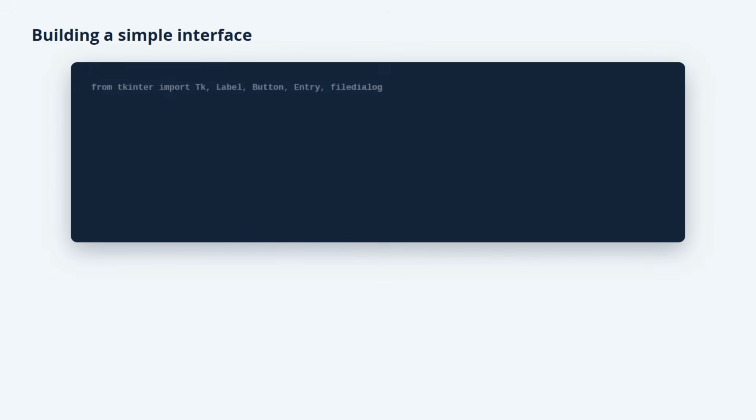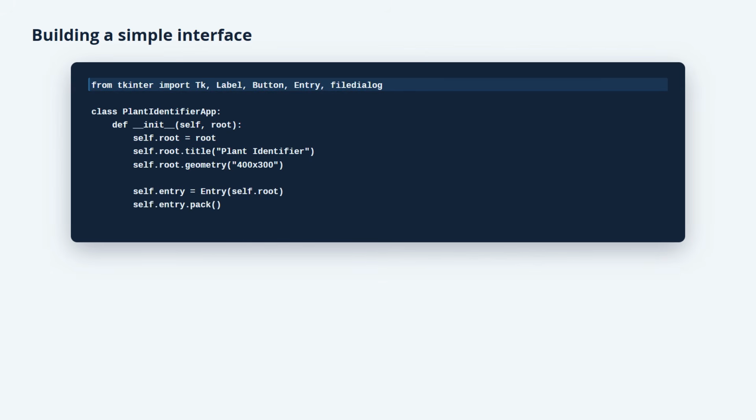Now that we have our backend set up using the Google Gemini API, it's time to build a simple user interface for our plant identifier app. First, let's use tkinter, which is a standard GUI toolkit in Python. Open your IDE and create a new Python file named app.py. Start by importing the tkinter library. We'll create a main window, let's call it root. Set the title to Plant Identifier for a clear user experience. Next, define the dimensions for your window. I recommend 400 by 300 pixels.